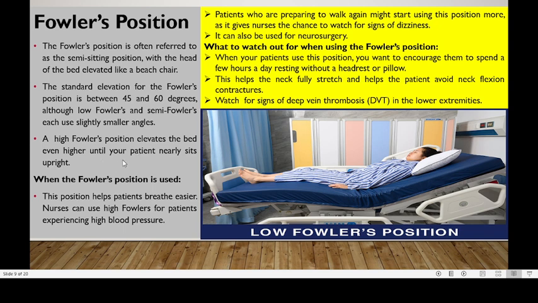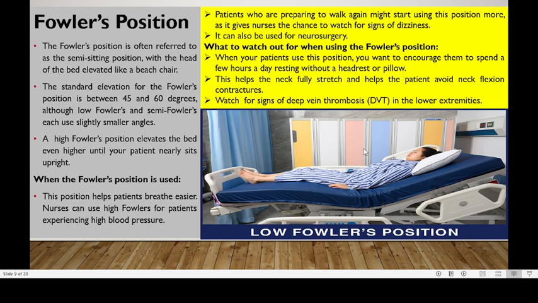So when is the Fowler's position used? This position helps patients breathe easily. RNs can use high Fowler's position for patients experiencing high blood pressure. You put them in Fowler's position. So guys, we have what we call low Fowler's, semi-Fowler's, and high Fowler's.